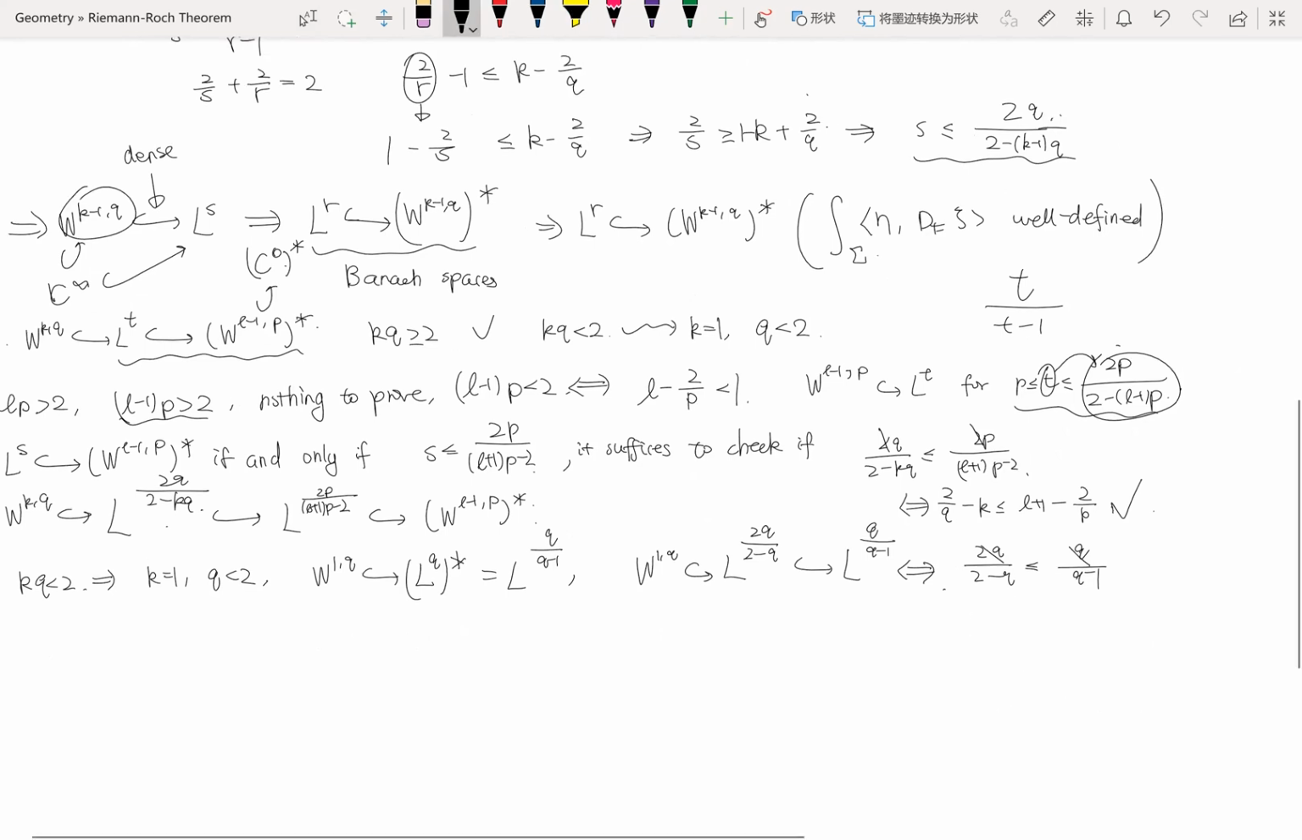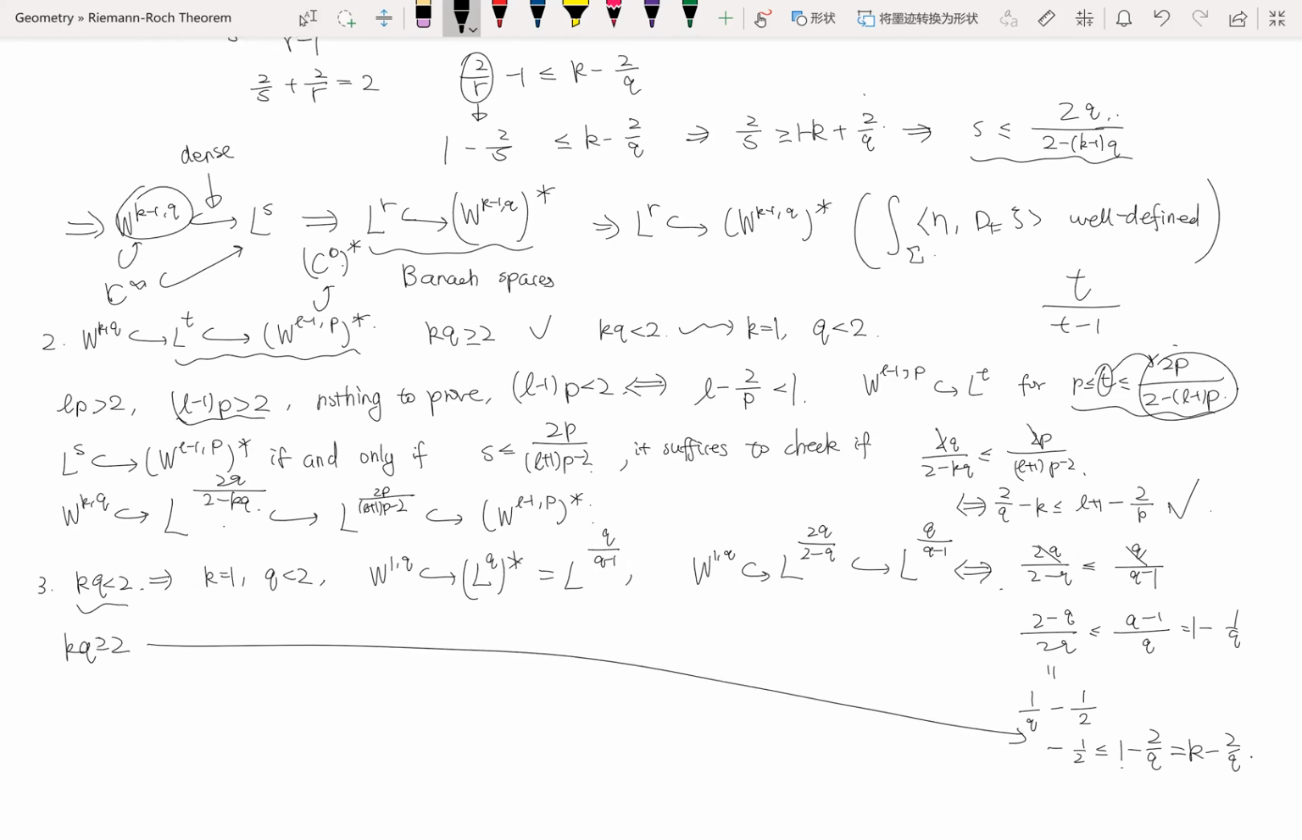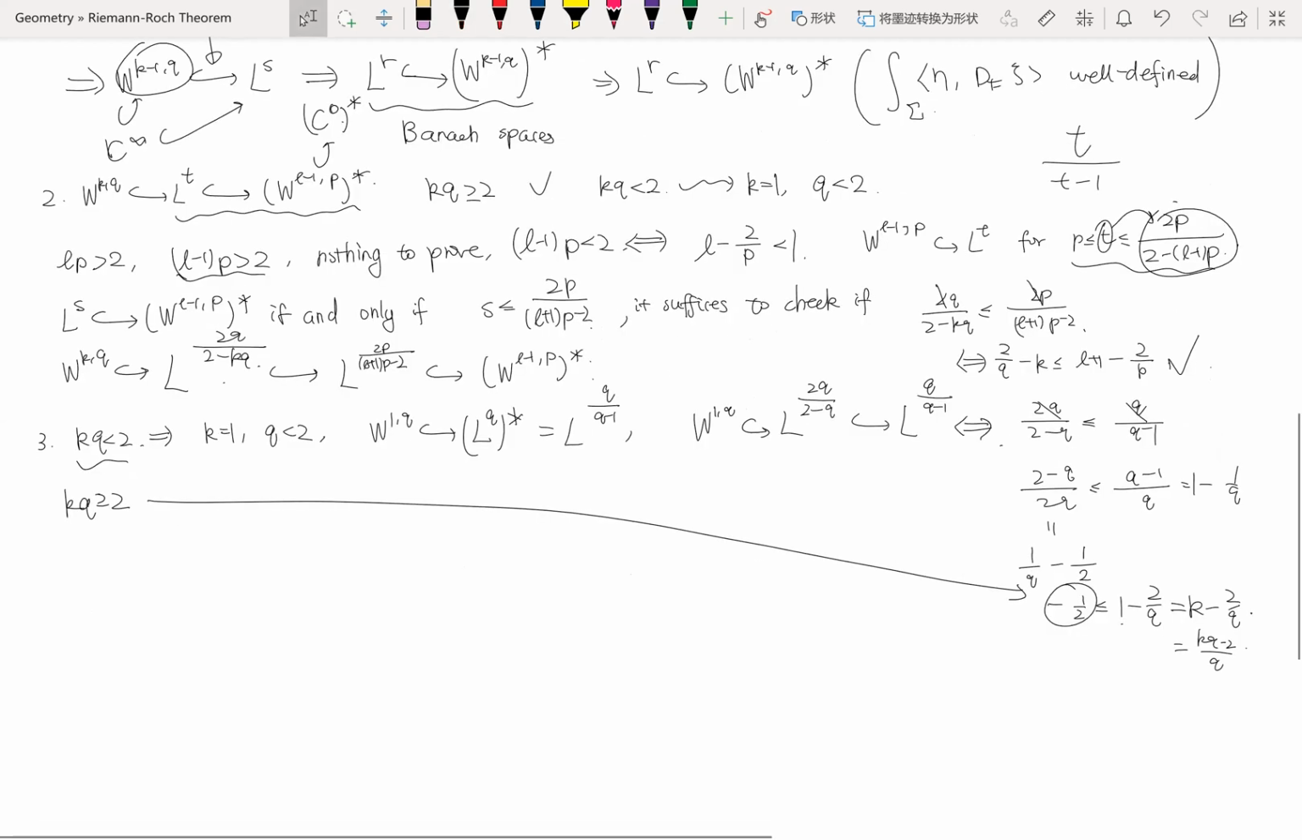so let's try again. Yes, when we take the dual, 2 minus 2 over 2q is bounded by q minus q over 1, which is equal to 1 minus q over 1, and this is equal to q over 1 minus 2 over 1. So this amounts to saying that minus 2 over 1 is bounded by 1 minus 2 over q. And we have k equals 1, so this is k minus 2 over q. And in other cases, that is if kq is greater than or equal to 2, the condition is obvious because this is just q over kq minus 2. So this is our sufficient and necessary condition.